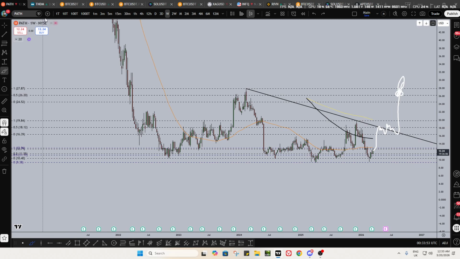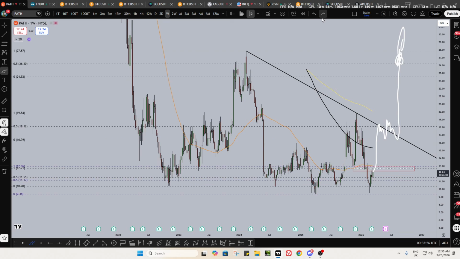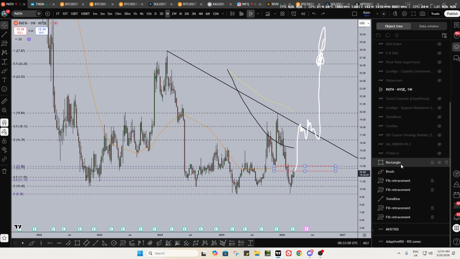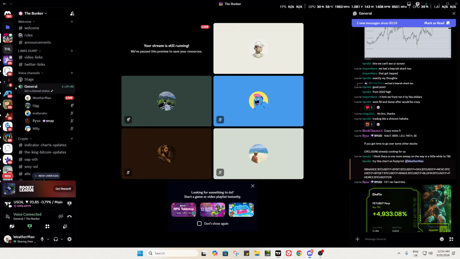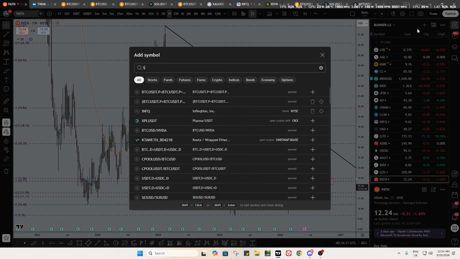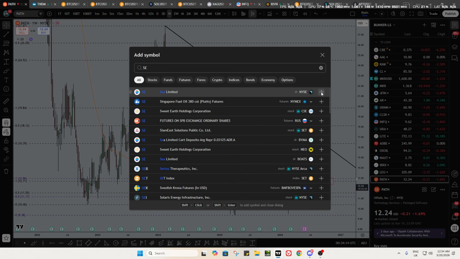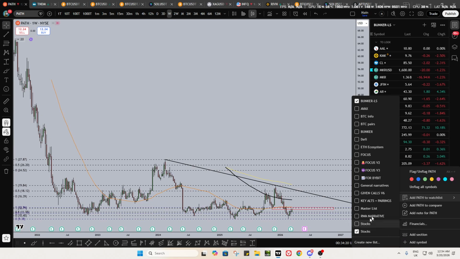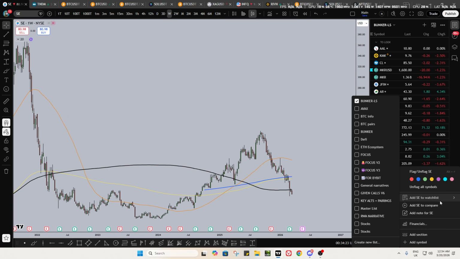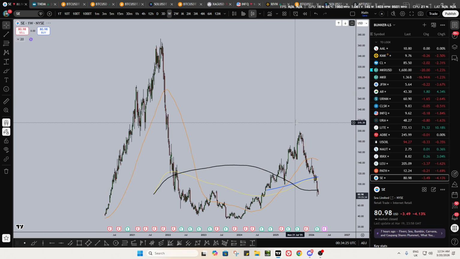Wait. Go forward. Put the box back on. Just delete that brush. I'm going to add an alert just above this. Just below this there. Getting into the habit of doing that. Path. And last but not least, we have SE. C Limited. It's already in stocks. Path. Bottom one. Bottom one.